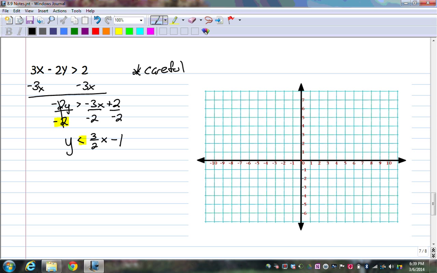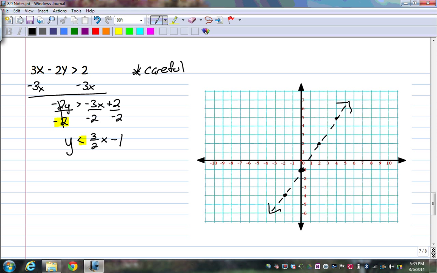Okay, so now let's graph. My point is negative 1 for my intercept, and I have a slope of 3 over 2. So I'm going to go up 3 to the right 2, up 3 to the right 2, and I don't want to go that far up, so I'm going to go down 3 and to the left 2. Now, this sign doesn't have the little equal part, so I've got to make it dashed like this.